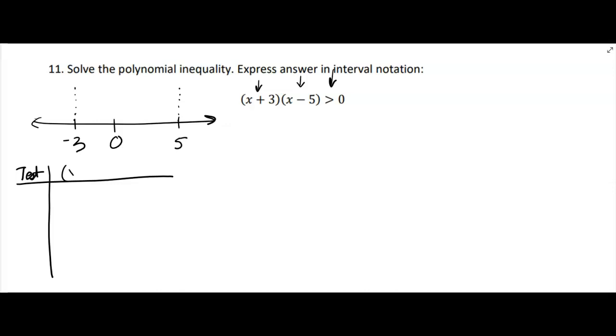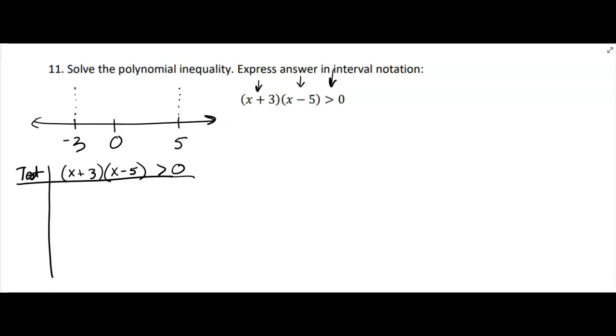And we're going to be testing to see if (x + 3)(x - 5) is greater than 0. If it is, then it's part of the solution set. If it's not, then it's not. Okay. So you have to pick a point in each section.